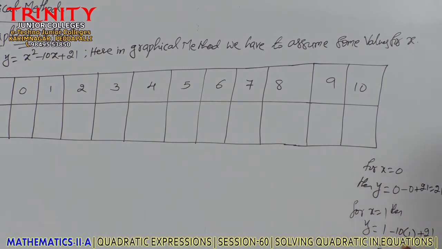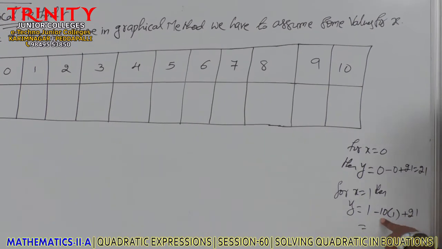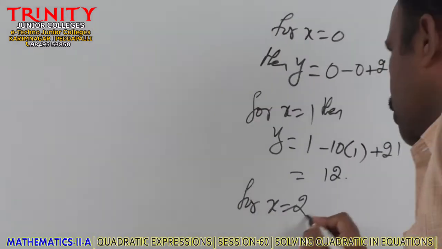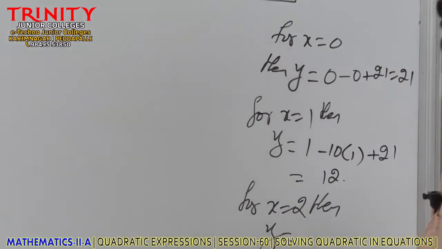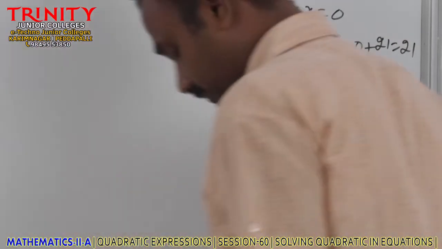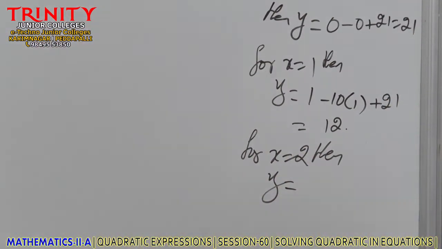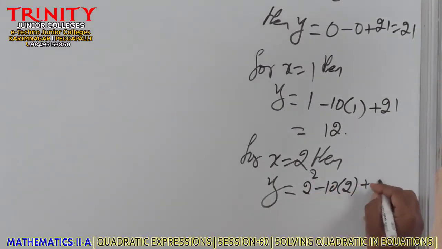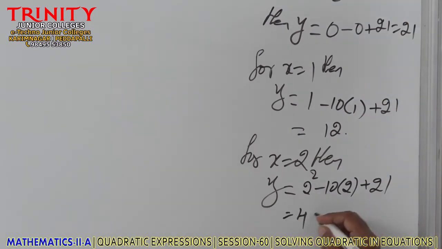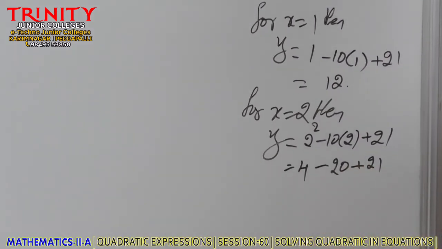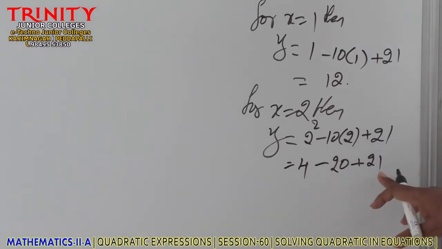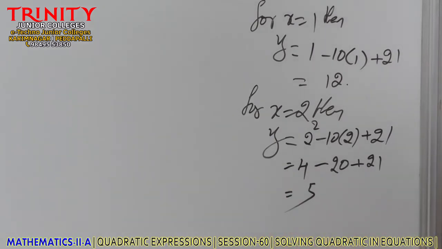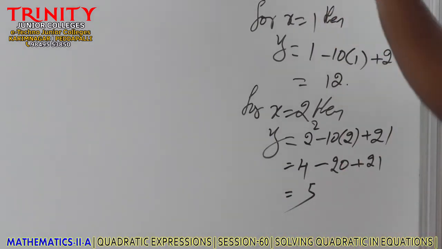1 minus 10 plus 21: 21 plus 1 is 22, 22 minus 10 is 12. Like this, for x is equal to 2, what is the value of y? Two squared minus 10 into 2 plus 21, that is 4 minus 20 plus 21. 21 plus 4 is 25, minus 20 is 5. Like this you have to calculate all the values.